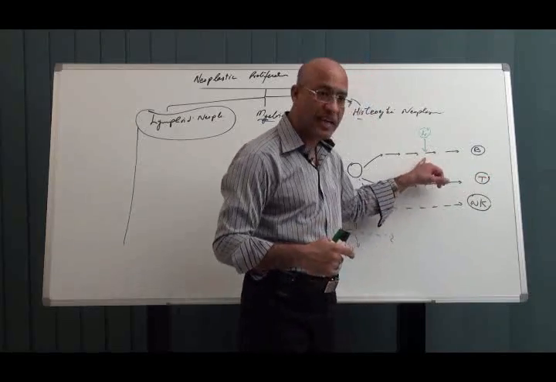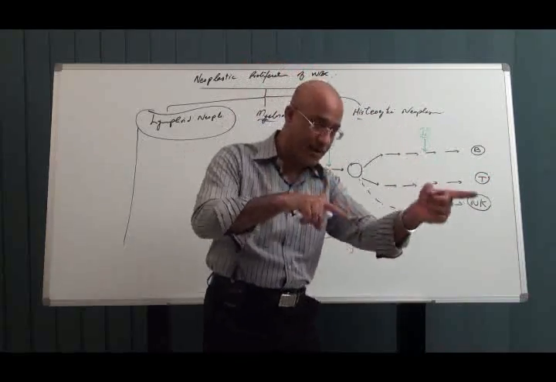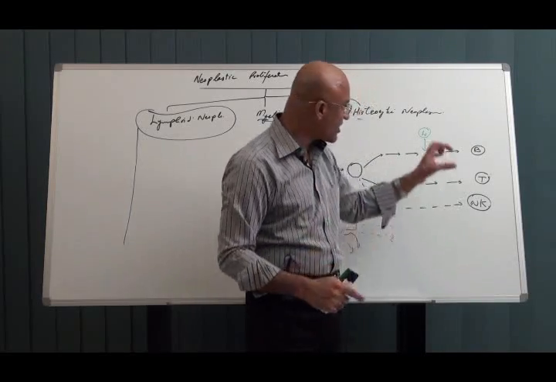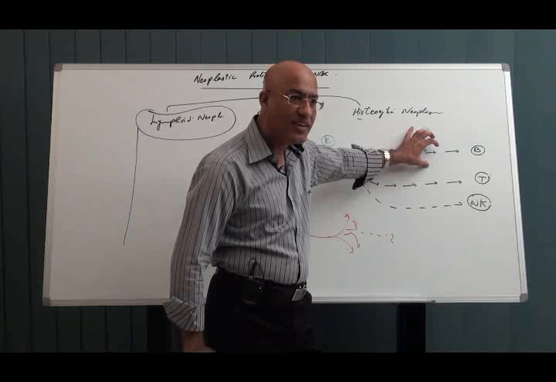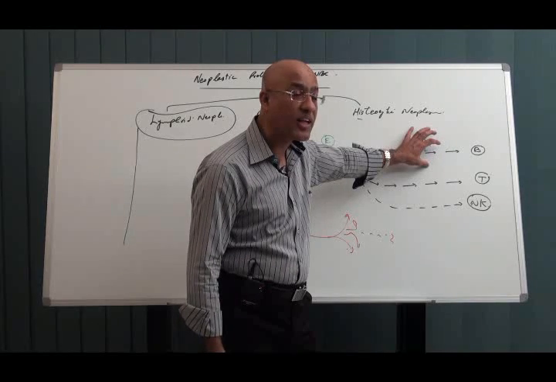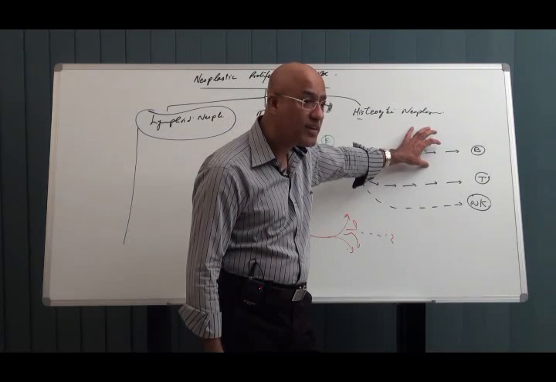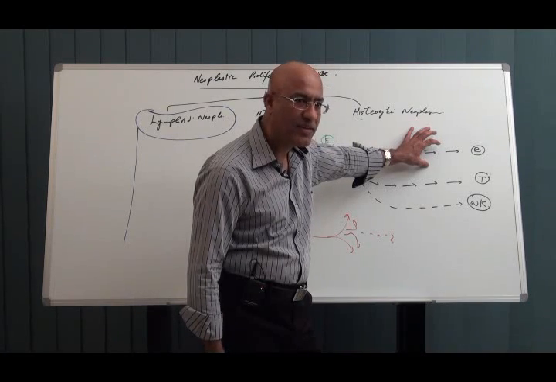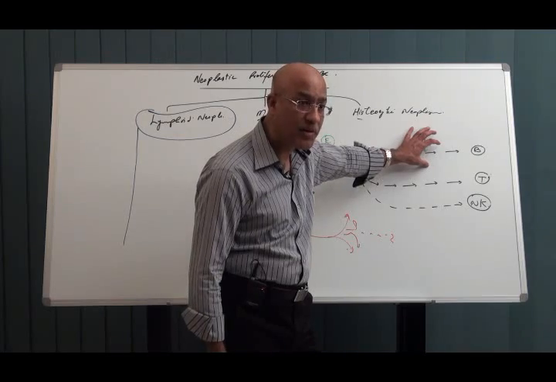But if these cells, even though the arrest in differentiation is late, still they make a mass, which will kill the person very gradually. So we call it indolent lymphoma, a less aggressive lymphoma, or indolent lymphomas.